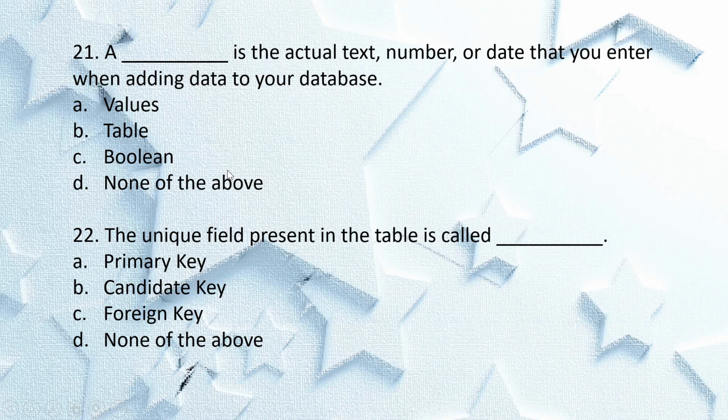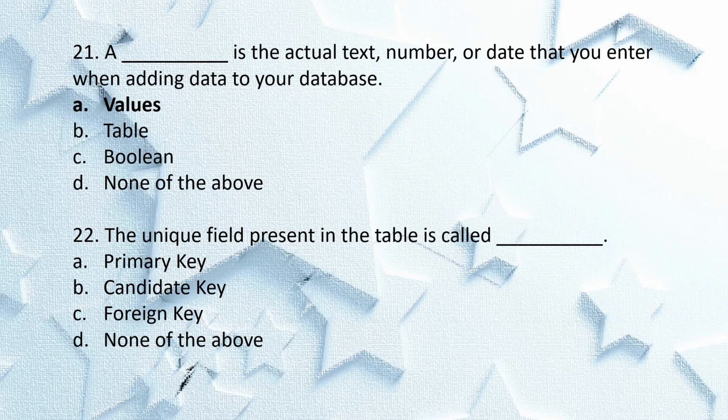21, a dash is an actual text, number or date that you enter when adding data to your database. The options are A, values, B, table, C, boolean, D, none of the above. The answer is values. Values is the actual text or number or date when you enter. Okay, now number 22. Only few questions are left. 26 are in total.